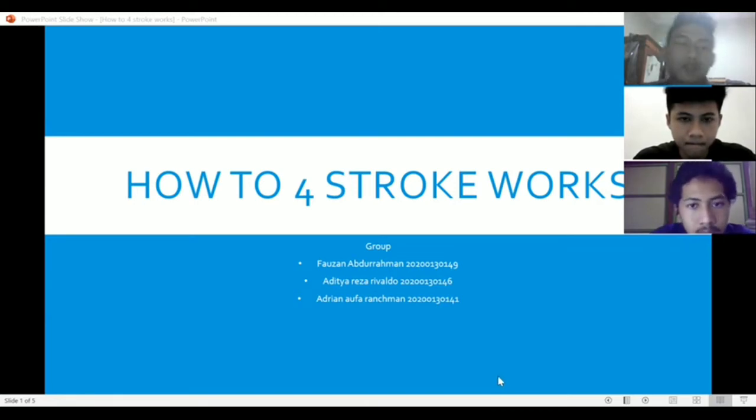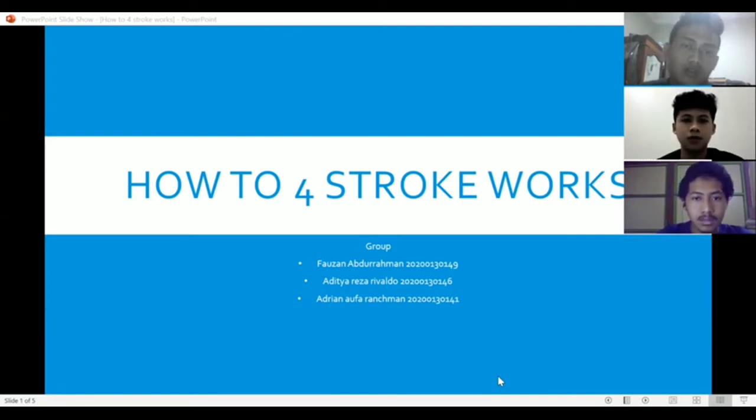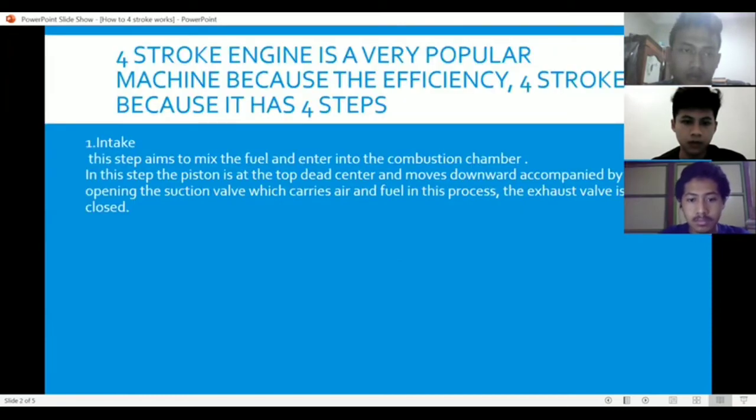Okay, me and my team want to present how a four-stroke engine works. The four-stroke engine is a very popular machine because of its efficiency. It is called four-stroke because it has 4 steps. Number 1, intake.